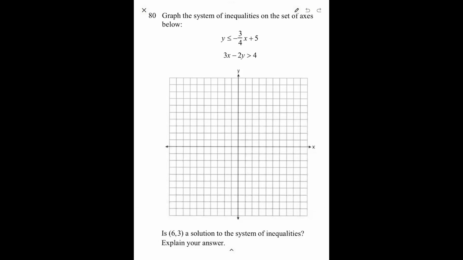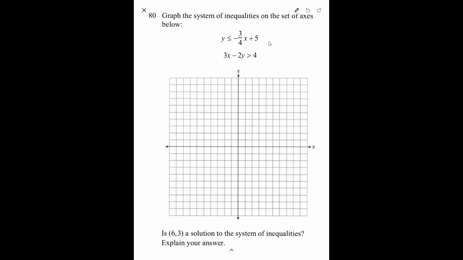I'm going to start with the first one. So now here's the key. We've got two inequalities: 3 is less than or equal to negative 3/4 x plus 5, and 3x minus 2y is greater than 4. We're just going to graph them, and then answer this question at the bottom. It says, is (6, 3) a solution?